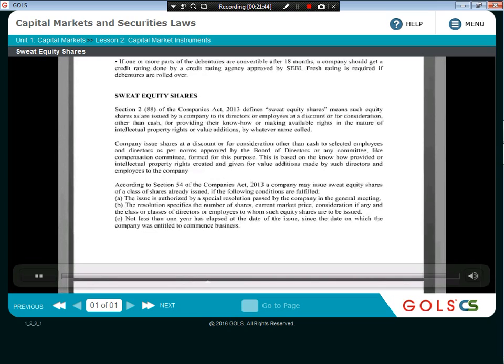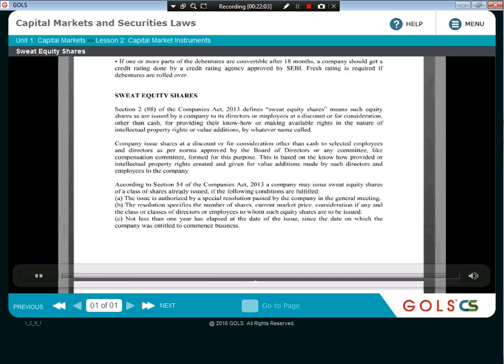As far as the employee is concerned, he is getting it free of cost. He doesn't have to pay anything for those shares. In return for his technological advice or his technical know-how that he is giving, he is getting equity shares. For the company, it is beneficial because it doesn't have to pay anything. It just has to issue equity shares. So it's a win-win situation for everybody.